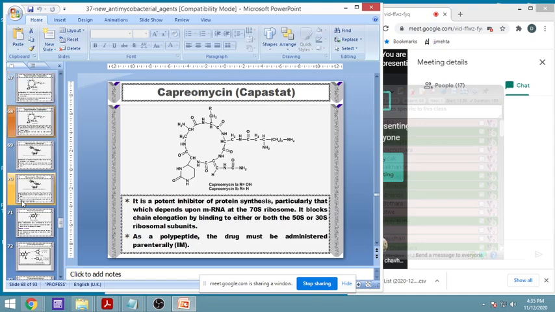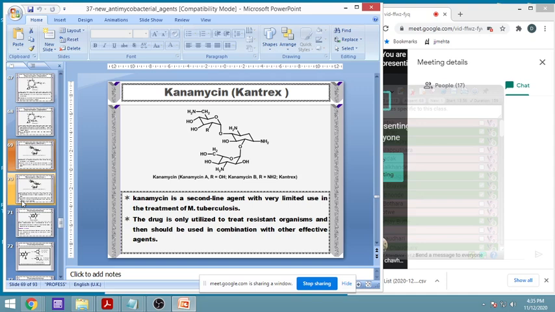It is a potent inhibitor of protein synthesis, depending on the mRNA 70S ribosome. It blocks chain elongation by binding to both the 50S and 30S ribosomal subunits. It is a polypeptide. The drug must be administered parenterally because it can be destroyed by enzymes in the GIT.